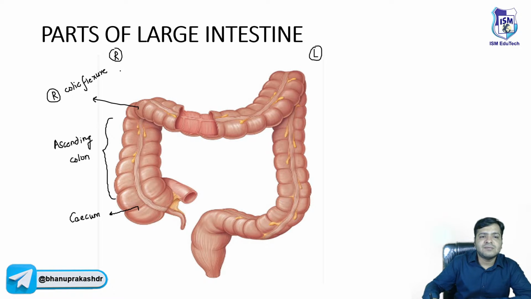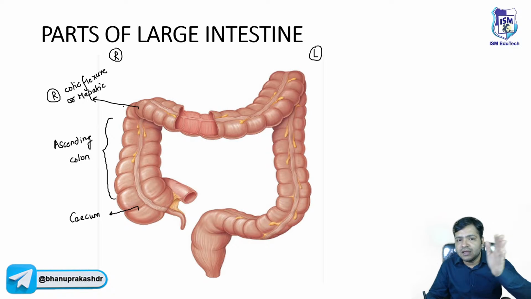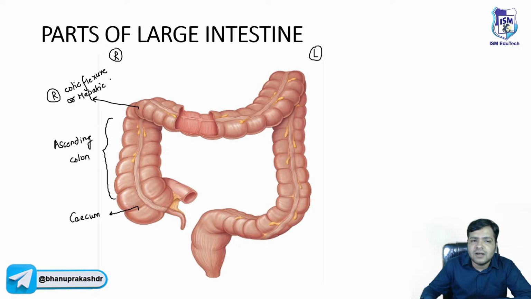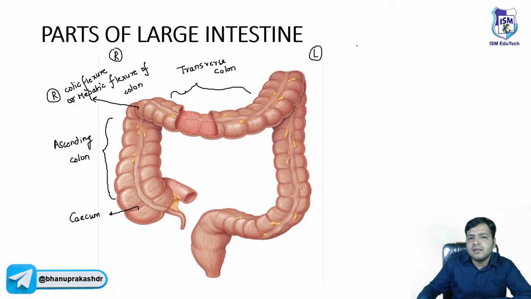Good morning. So it is the right colic flexure, and it is also called the hepatic flexure of colon because the liver covers it. That's why it is called the hepatic flexure of colon. Then this part, you already know, is the transverse colon. Then we have the splenic flexure of colon.